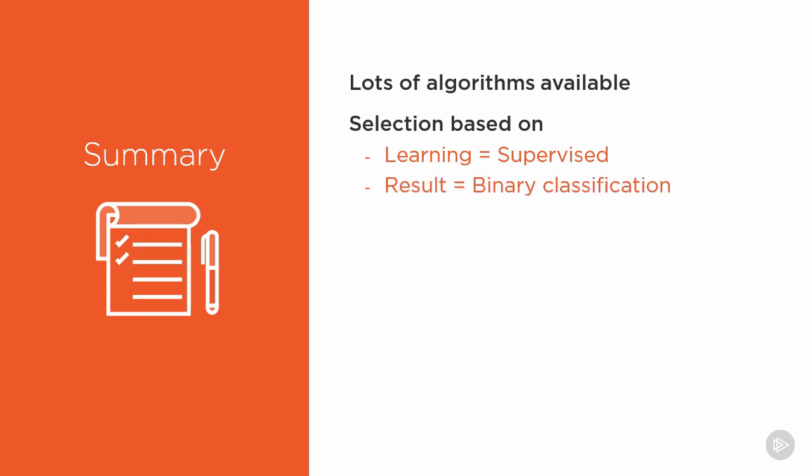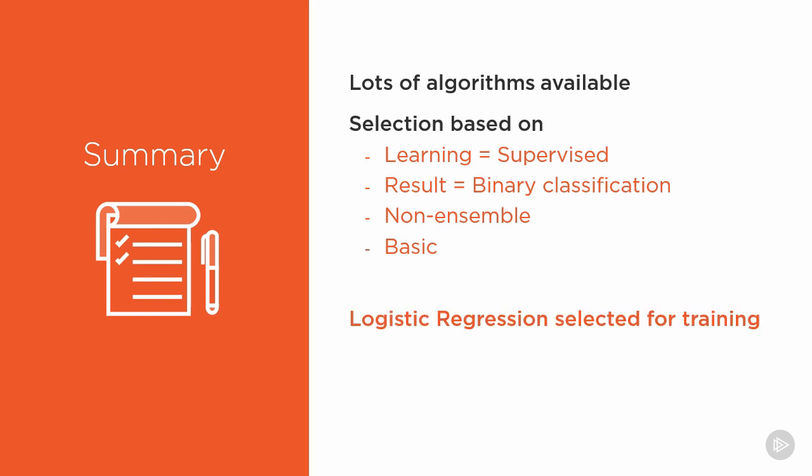We also want a binary result, not continuous results, which further reduces the number of viable algorithms. Since this is our first pass at algorithm training and evaluation, we also eliminated all ensemble algorithms, which combine multiple algorithms. We also decided that for initial training, we only wanted basic versions of the algorithms. After evaluating the algorithms, we selected logistic regression as our initial algorithm because it is simple, fast, and stable. In the next section, we will train the logistic regression algorithm with our data and see how well it can predict if a flight is going to be delayed.